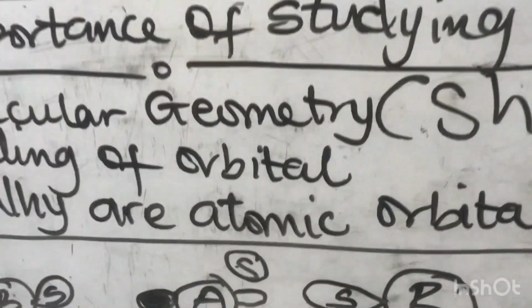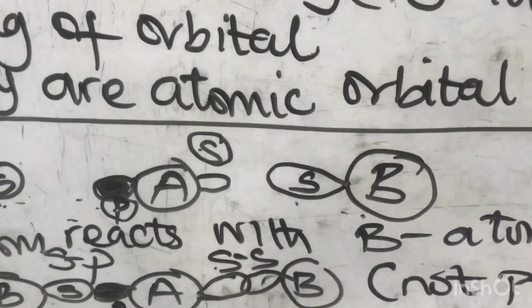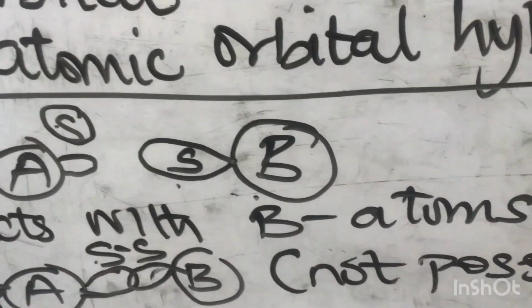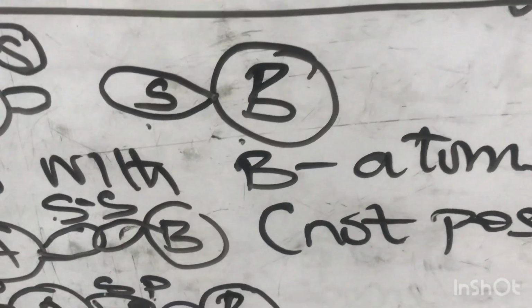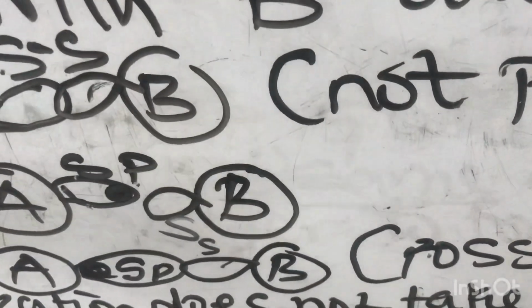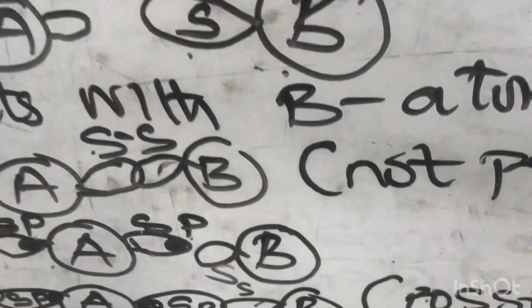Now note, hybridization does not take place in every molecule, such as hydrogen chloride, and what? Hydrogen sulfide, and other examples. Hybridization does not take place in all molecules. Now we'll talk about the types of hybridization.